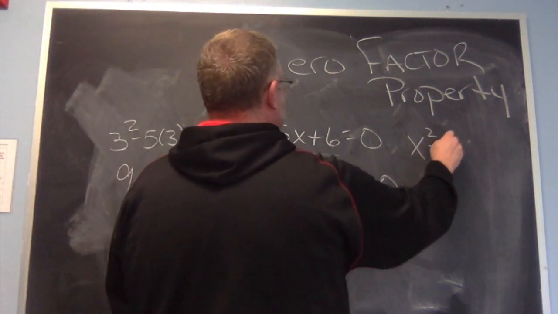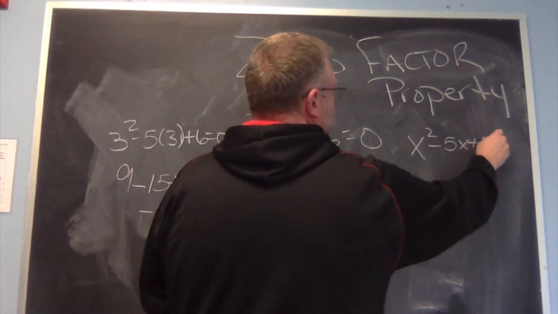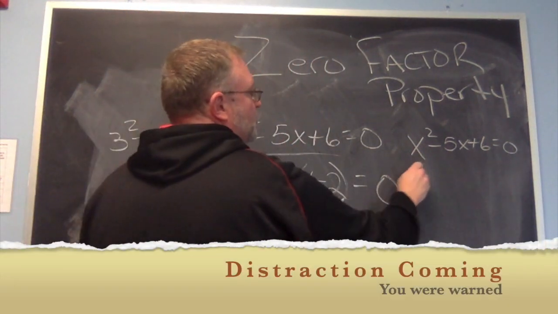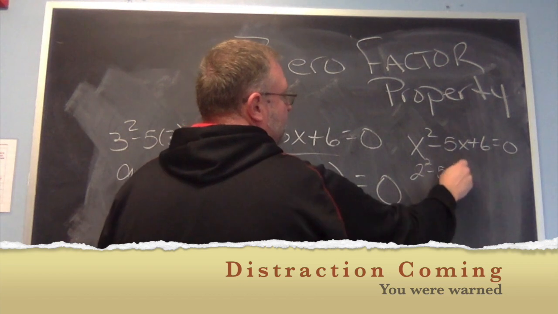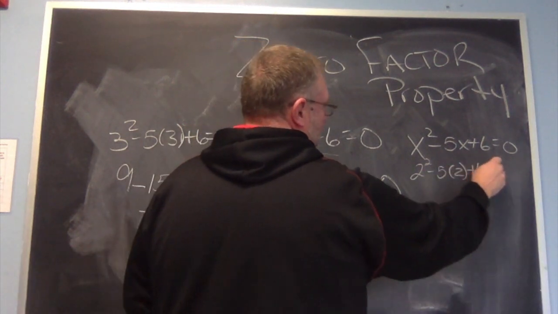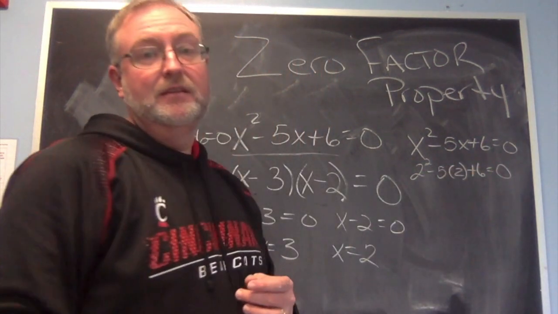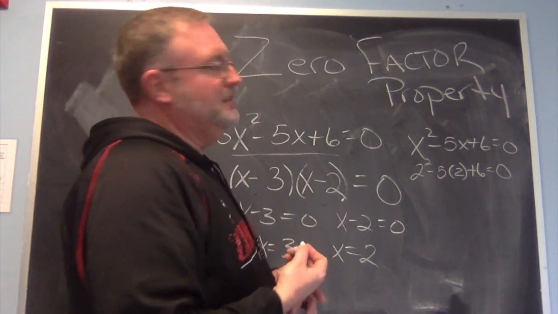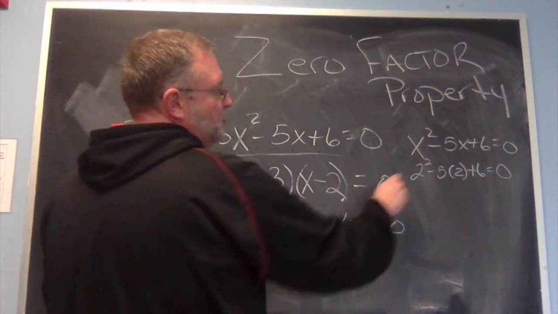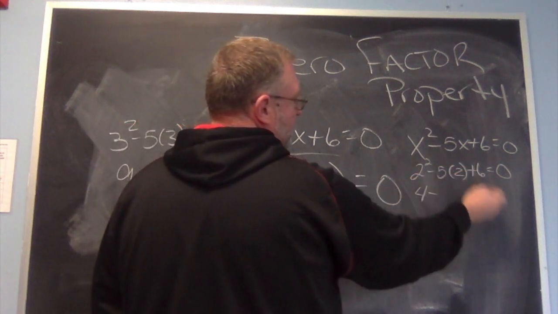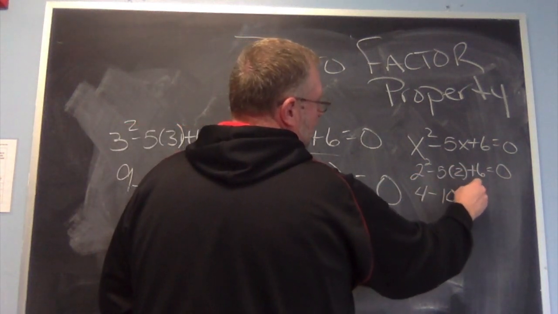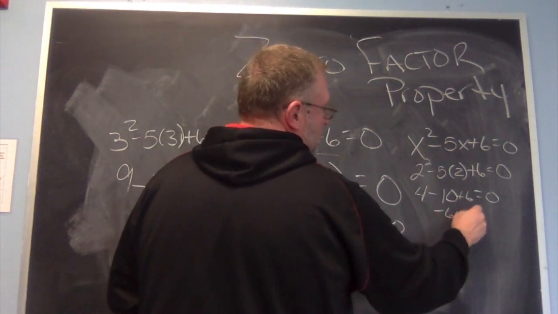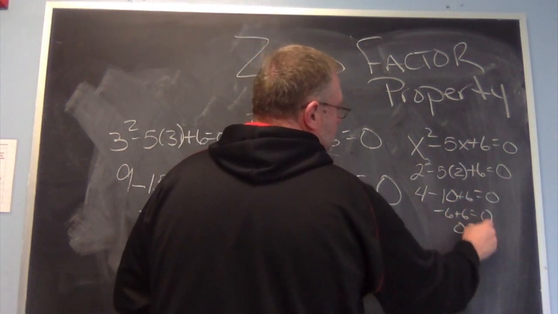I can do the other one, x is 2, so I'm going to solve it over here. X squared minus 5x plus 6 should equal 0. Now I'm going to use the 2 instead. So 2 squared minus 5 times 2 plus 6 equals 0. 2 squared is 4, minus 5 times 2 is 10, plus 6 should equal 0. 4 minus 10 is negative 6, plus 6 equals 0, 0 equals 0.